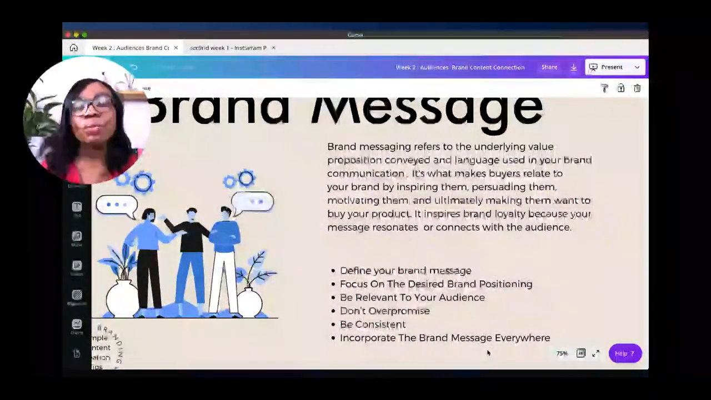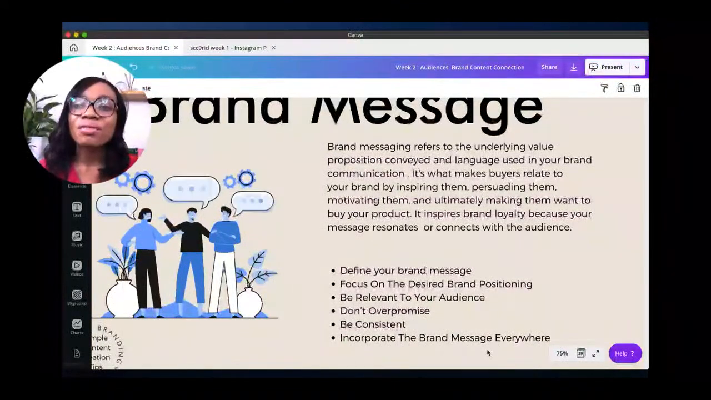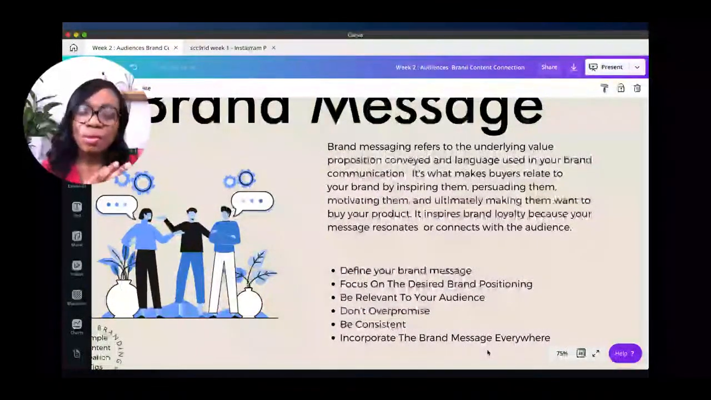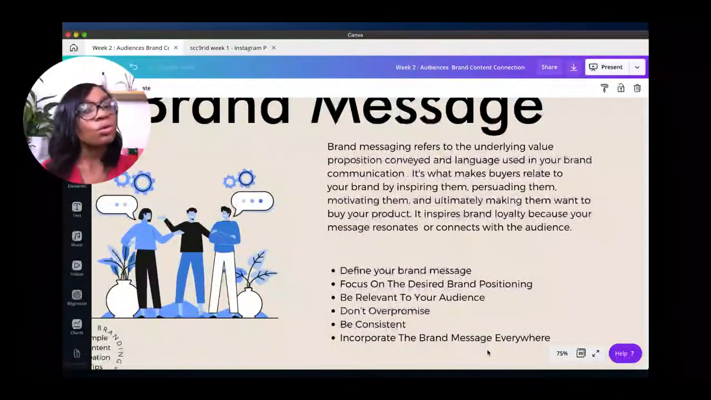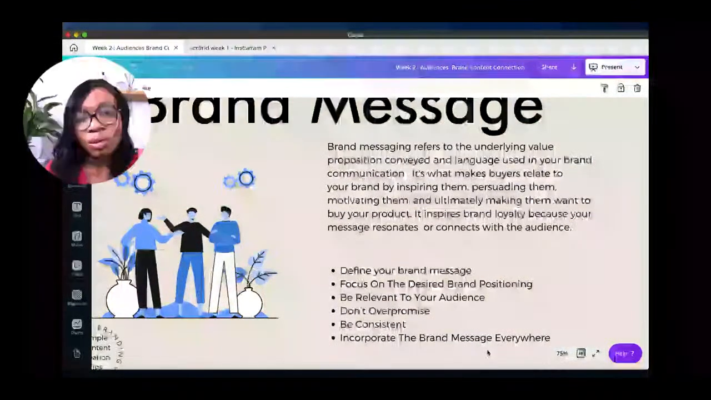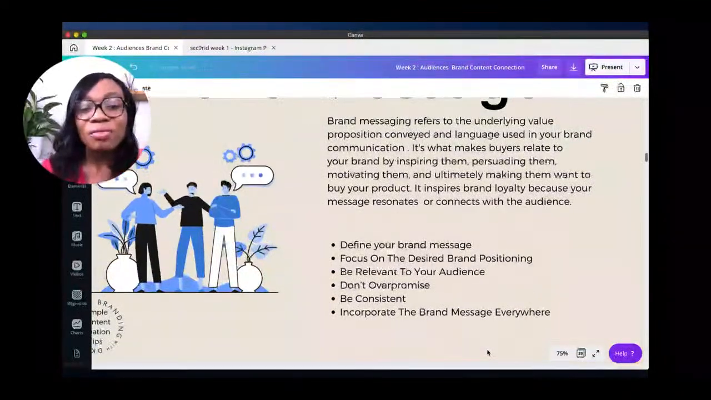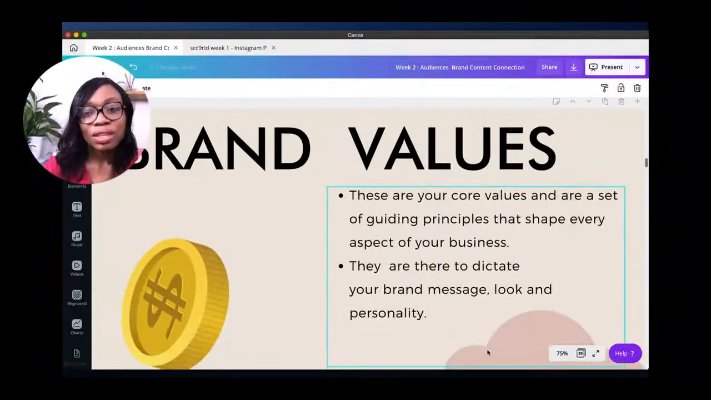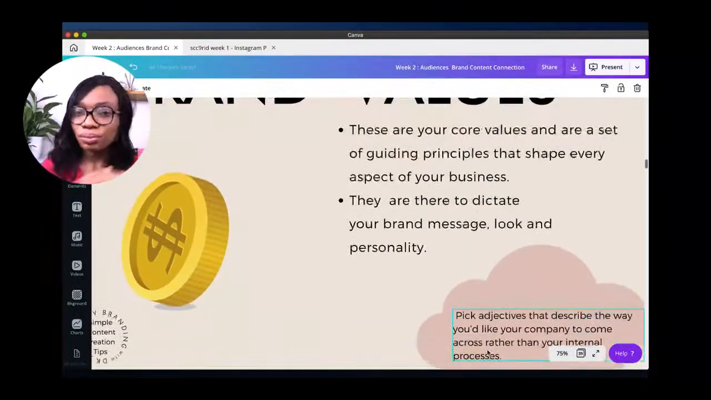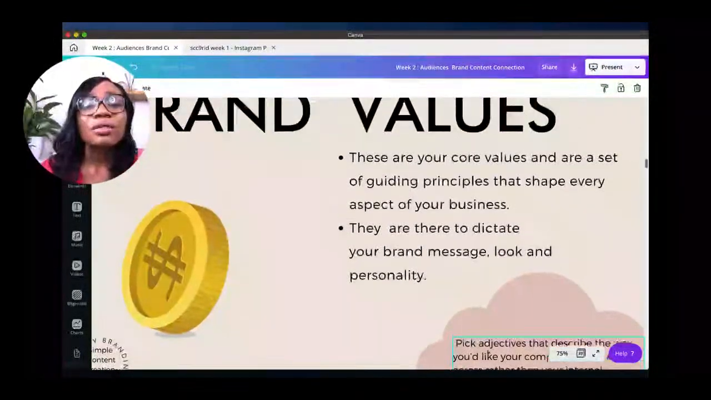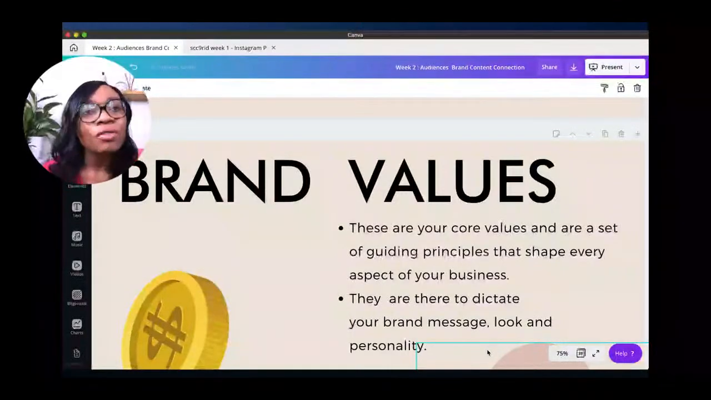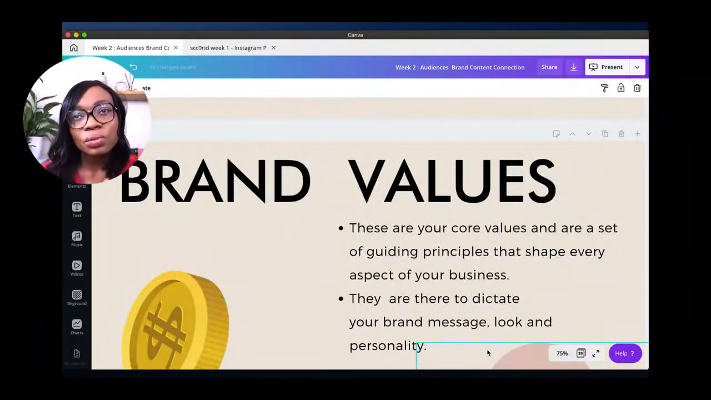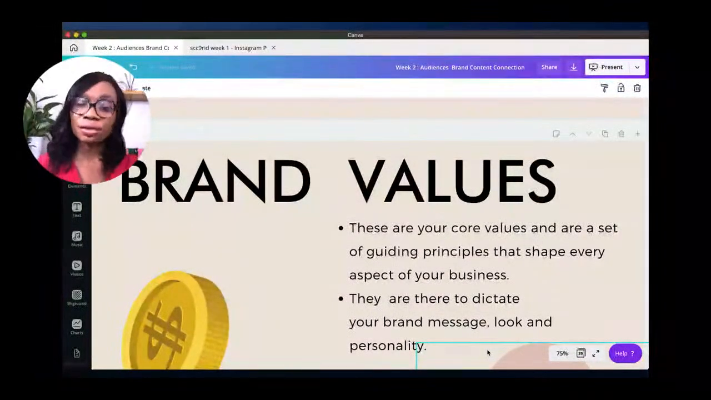When you understand your brand message, you have to communicate it in everything you post. You don't just have a brand message, put it on your website, and then go back to bed. No, you have to ensure that your brand message is in every single thing that you do and everything that you post. Okay, so now what are your values as a brand? What do you stand for? Do you have core values? All these things will help you create content that you need to create.